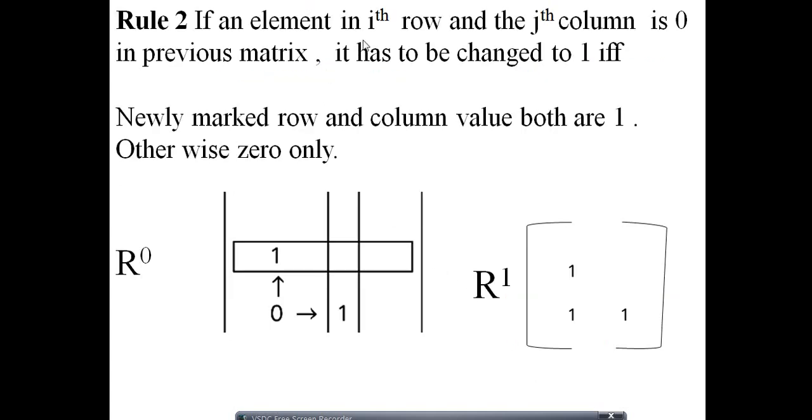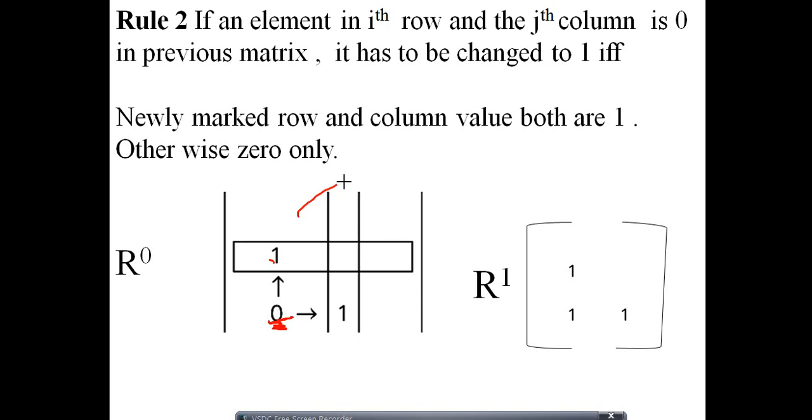Rule 2. If an element in the ith row and jth column is 0 in the previous matrix, it has to be changed to 1 if and only if the newly marked row and column values are both 1. Otherwise 0 only. See here, the R1 matrix has what value previously? The previous value is 0. Okay.